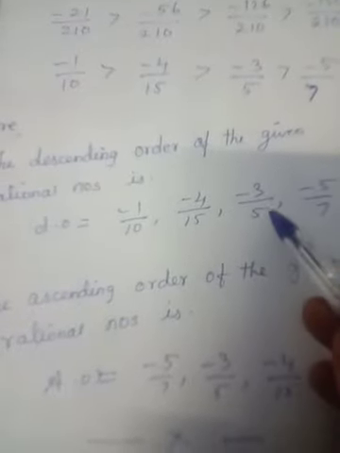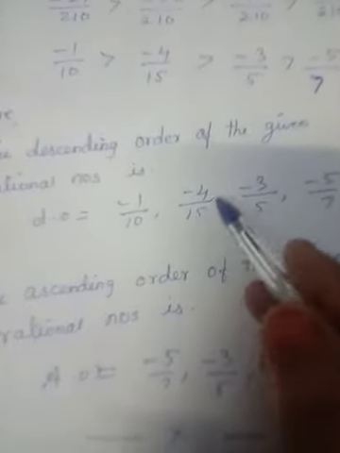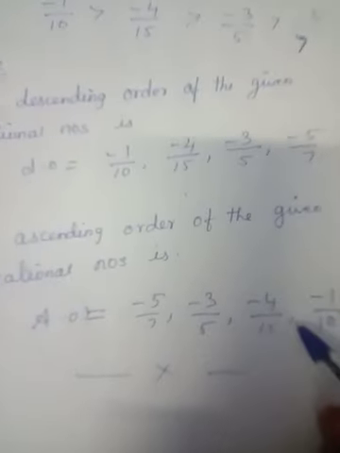When it is reversed, it is given as the ascending order. So the reverse order can be written as minus 5 by 7, minus 3 by 5, minus 4 by 15, minus 1 by 10, which are in the ascending order. Okay students, thank you.